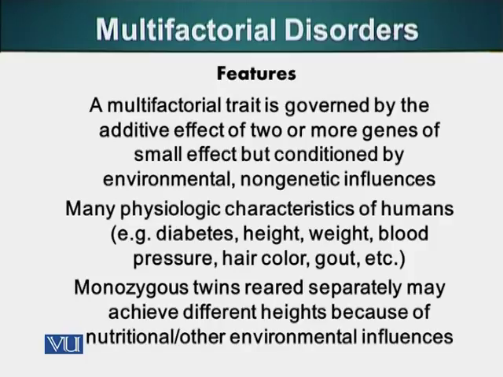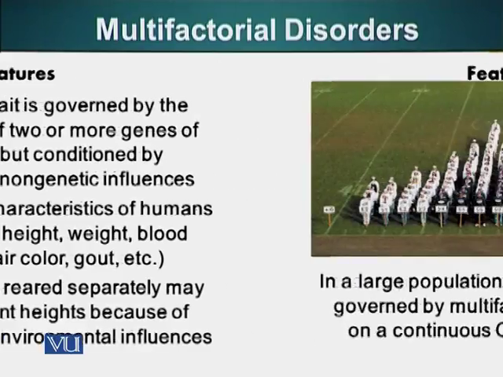Many physiological characters in humans are governed by multifactorial pattern of inheritance. For example, diabetes, height, weight, blood pressure, hair color, gout, etc. You may have noticed that even monozygous twins, meaning identical twins, some of you may have monozygous twins or identical twins in your families. Even if they are reared separately, or they have different eating habits, they may achieve different heights and different weights because of nutrition and other environmental factors.